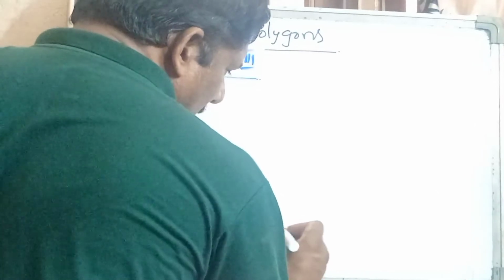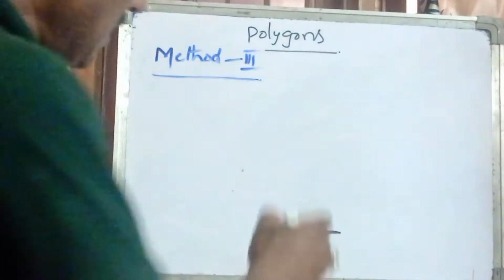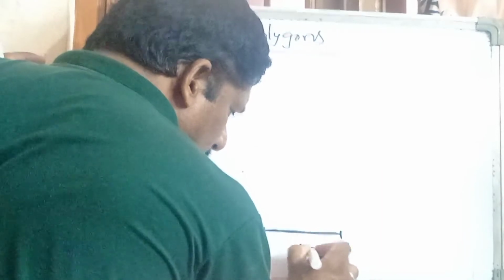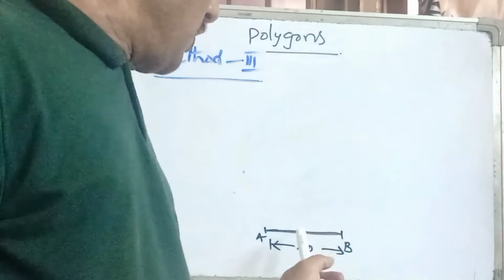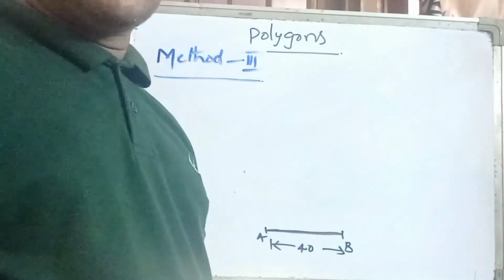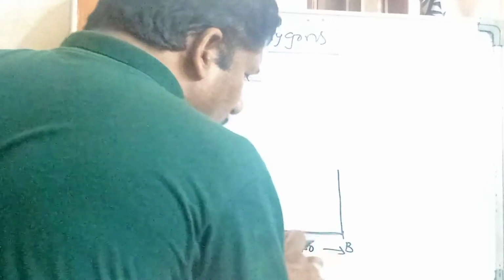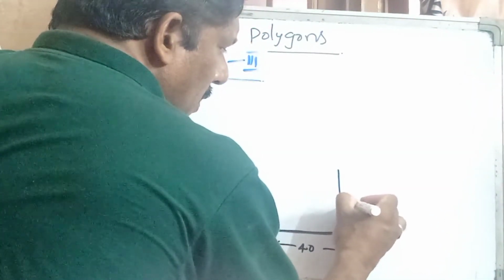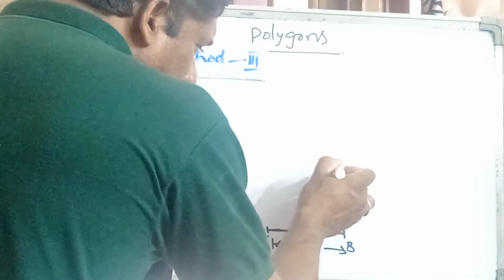Suppose one of the sides is given as 30 mm or 40 mm or 50, whatever it may be. So one side of the polygon is given, that is AB equal to 40 mm. This is an assumption only. In the previous case, we extended the same 40 mm, we took another 40 mm, but here you take the opposite side, vertically 40 mm. Suppose here 40 is given, you take another 40 mm here, vertically. Give the point name C. Now join A to C by a straight line.